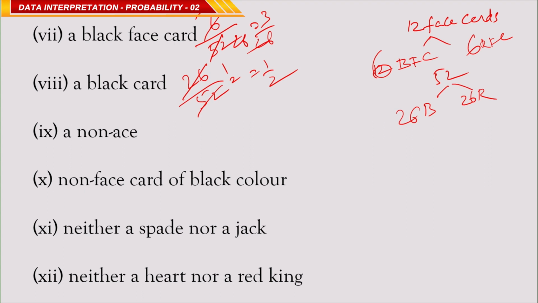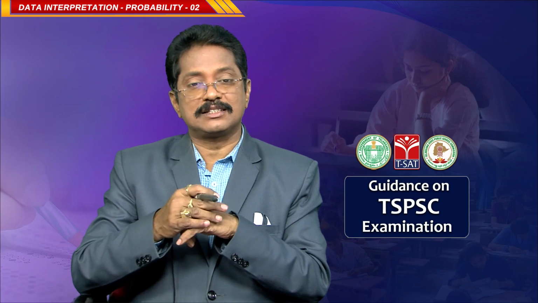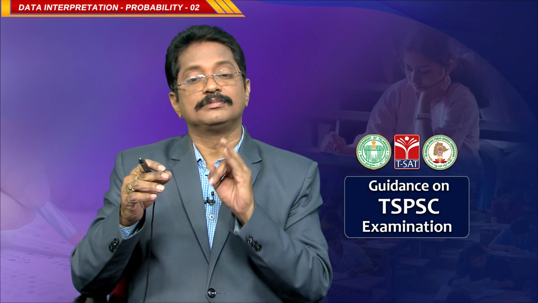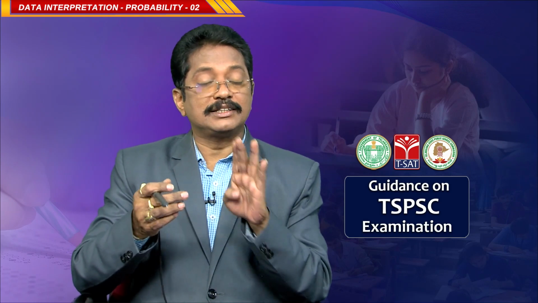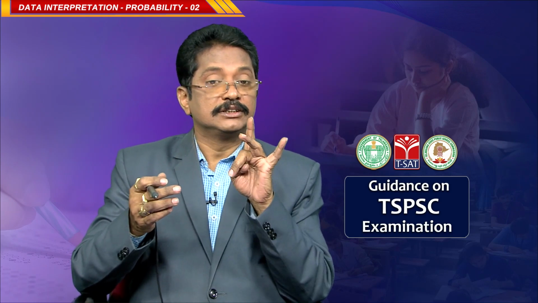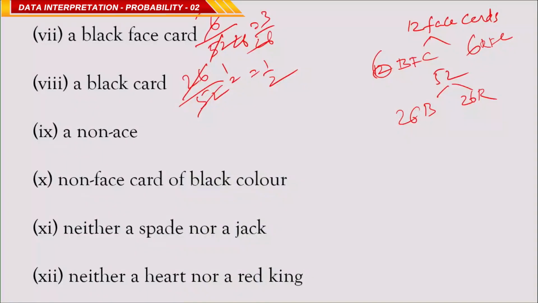Okay. Now, the next one is non-ace card. How many ace cards are there? There are 4 groups. In each group we have 1 ace: spade, club, diamond and heart. So, for these 4 groups we have 1 ace card each. There are totally 4. Getting an ace card is 4 by total 52, that is 1 by 13.